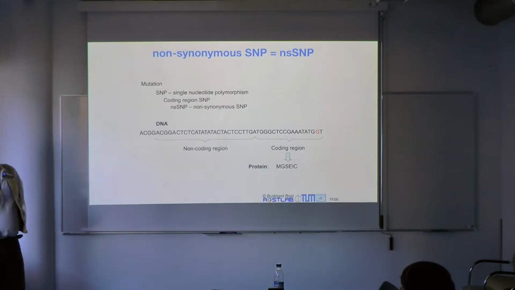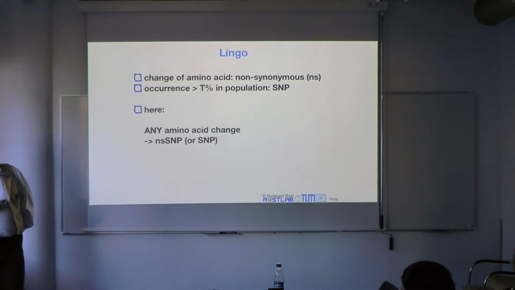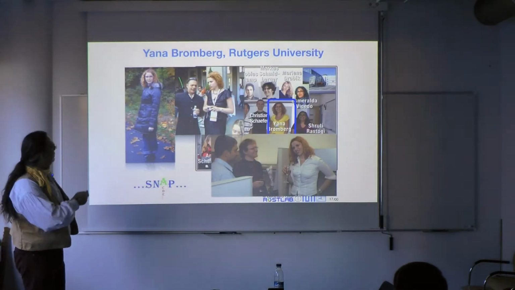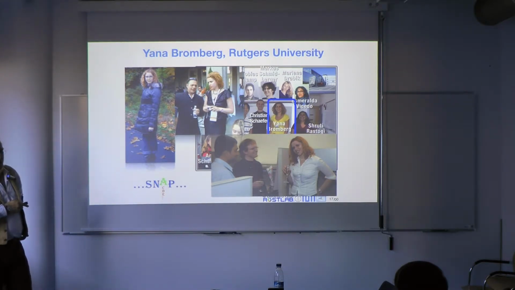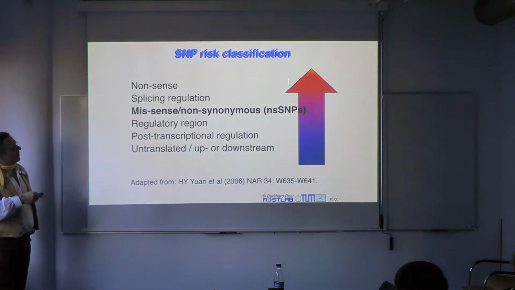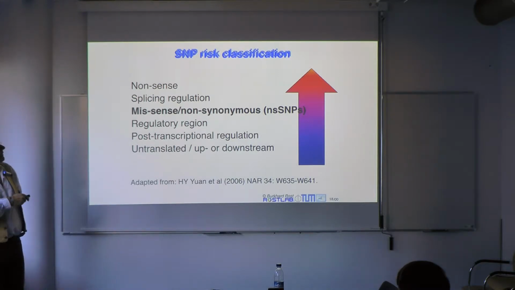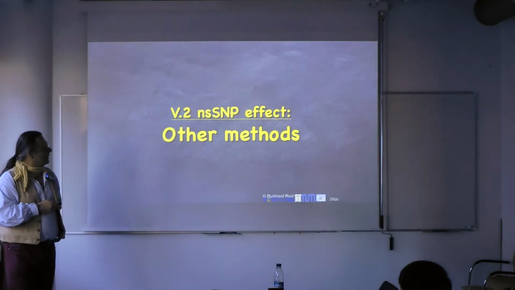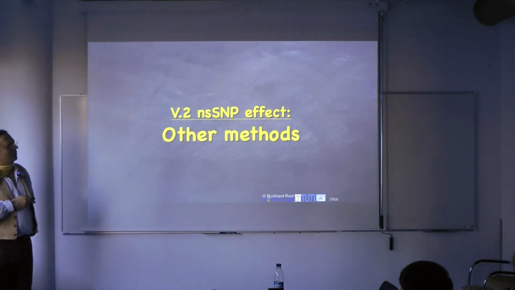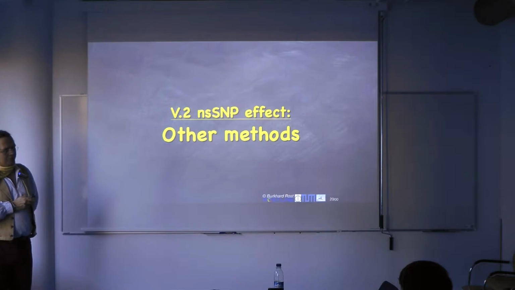Non-synonymous typically refers to changing the amino acid composition, and that's what in this lecture we're going to be after. We're going to look at changes of the amino acid sequence. The work started with Jana Bromberg, who is now at Rutgers University, and as I alluded to, now also an IAS fellow. SNP risk classification, so there are different types of sequence mutations, and missense or non-synonymous SNPs are only one part of it, but they are the most frequent one, and they're in many ways arguably the most important for the diseases we know, at least today, that are related to genetic changes.